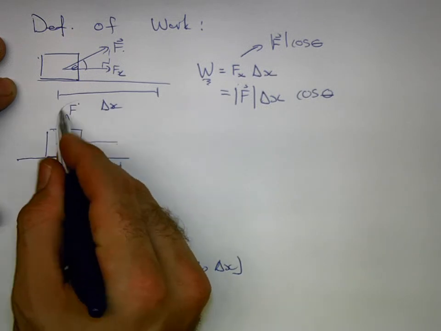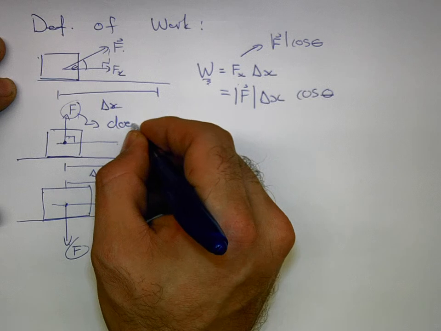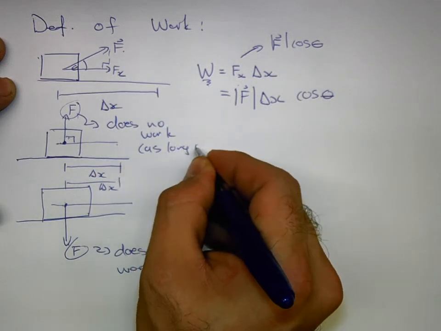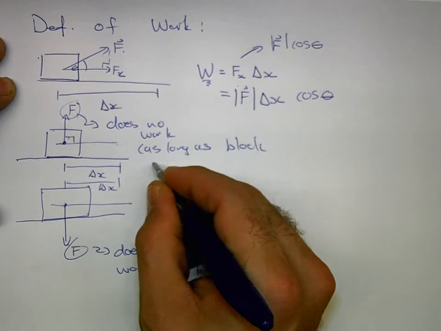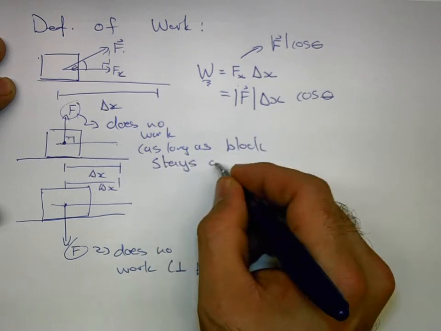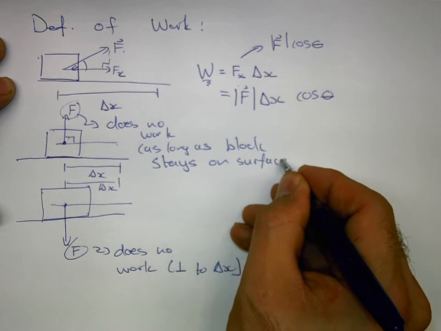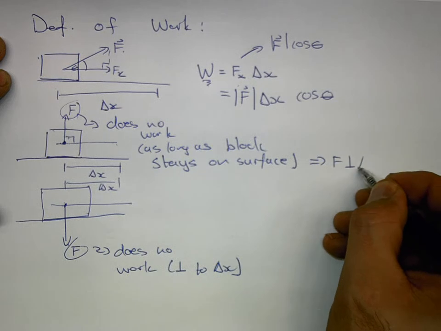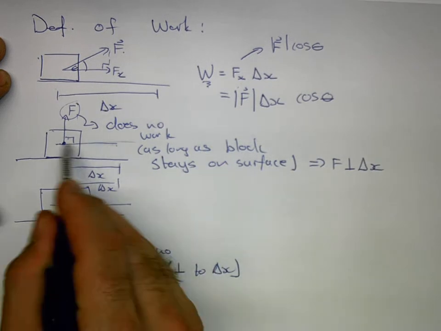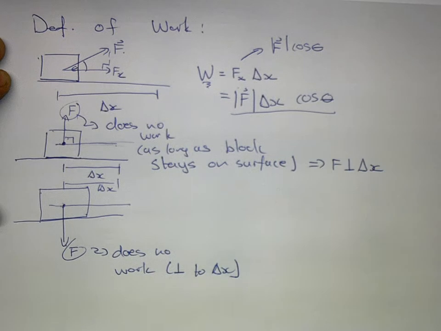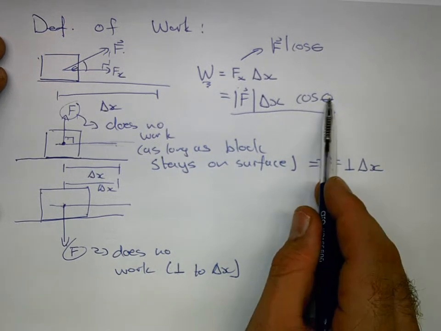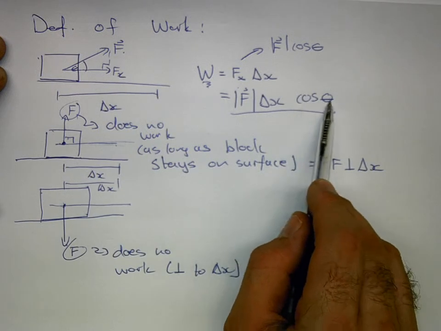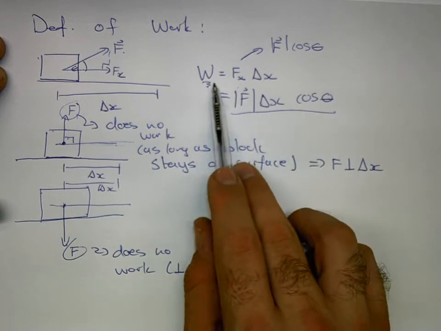Same thing here. This force does no work as long as this block stays on the surface. So if the force is not large enough to actually lift it up. And why? Because the force is perpendicular to the displacement. And this statement tells us that if the angle between the force and this direction of displacement is 90 degrees, the cosine of 90 degrees is 0. So the work done would be 0.